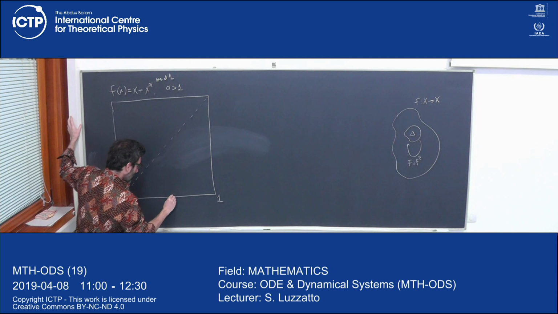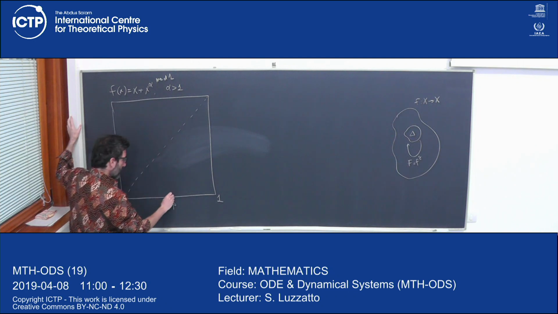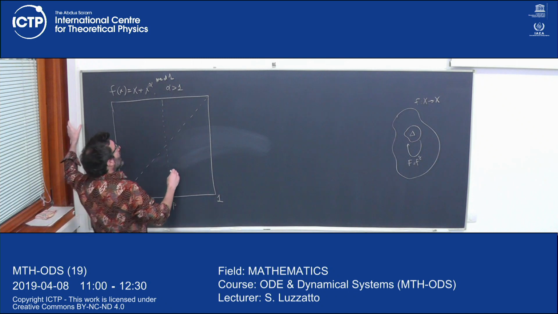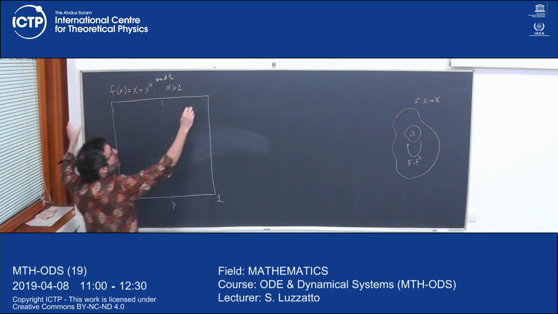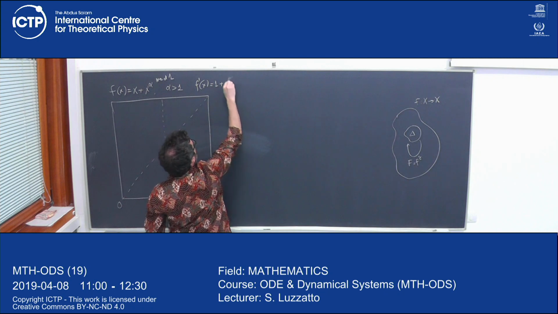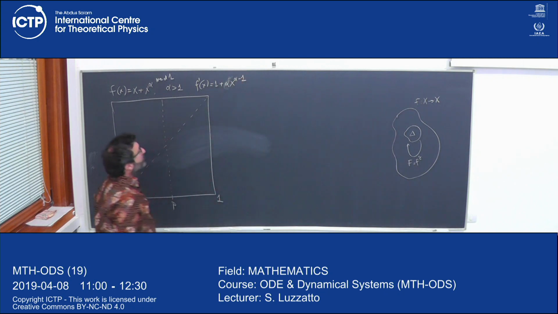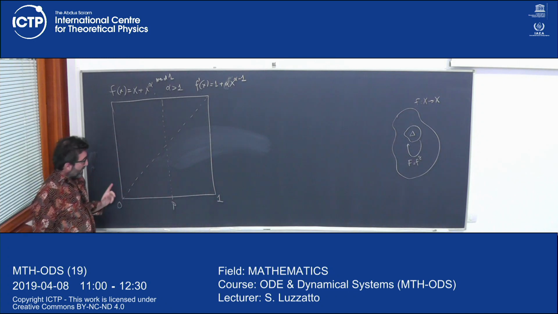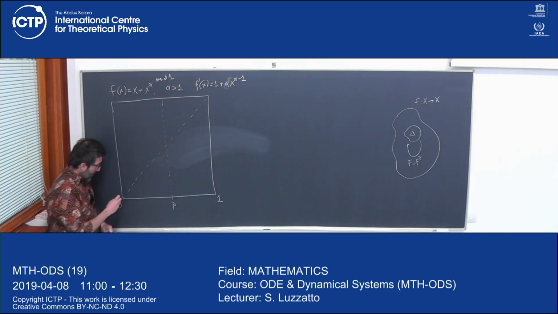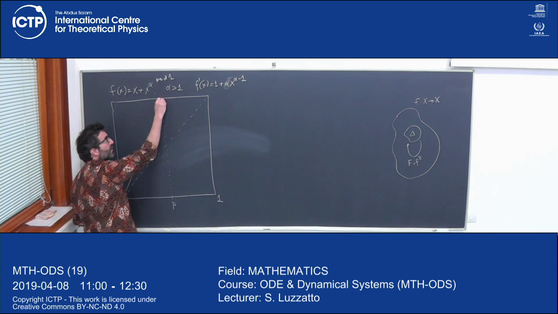It has two branches. There's a point P, which in principle you could easily calculate, which you should do as an exercise, but the exact value of P doesn't matter so much. The derivative is f prime of x equals 1 plus alpha x to the alpha minus 1. So at x equals 0, the derivative is 1, and everywhere else the derivative is bigger than 1. So here it's tangent to the diagonal, because the derivative is 1. This tangency will play a very important role.